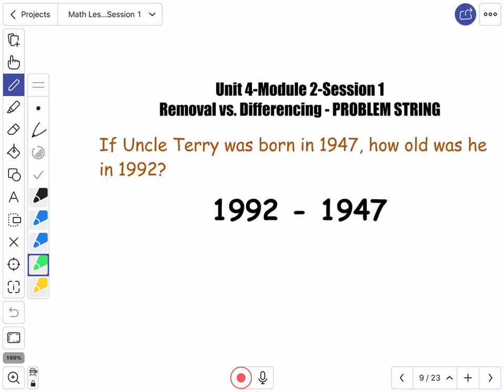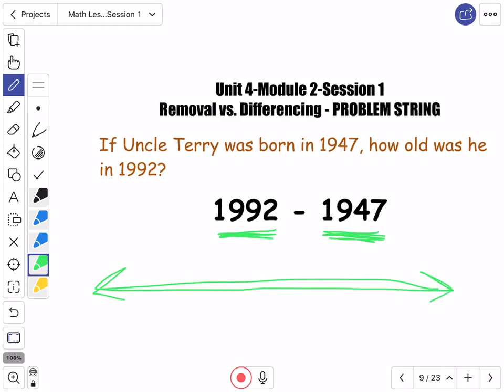All right, so here's the next problem in our problem string, okay? If Uncle Terry was born in 1947, how old was he in 1992? So now we're actually working with numbers. We're trying to figure out 1992 minus 1947. I'm going to give you a little bit of time to see if you can figure out how to do it on an actual number line, where you have 1992 and you have 1947, okay?